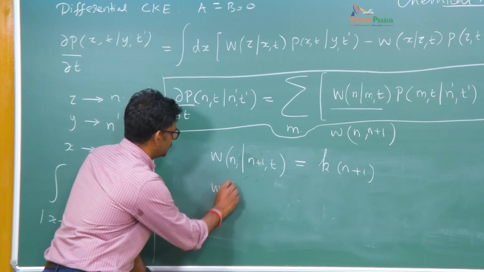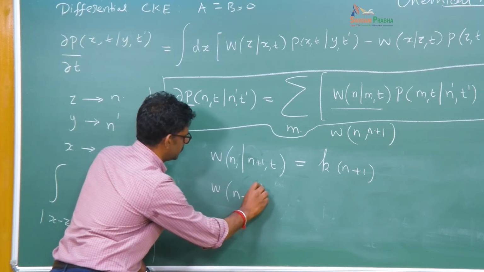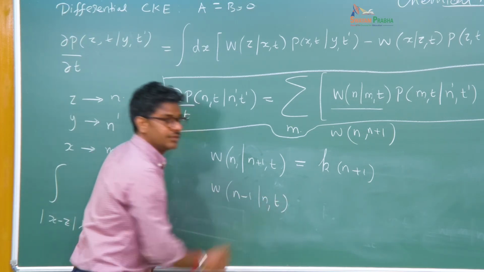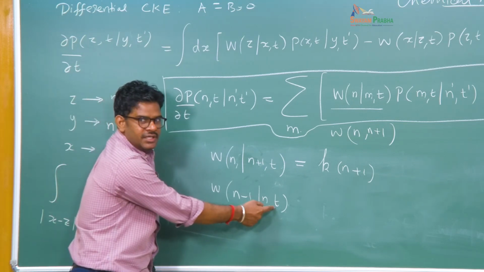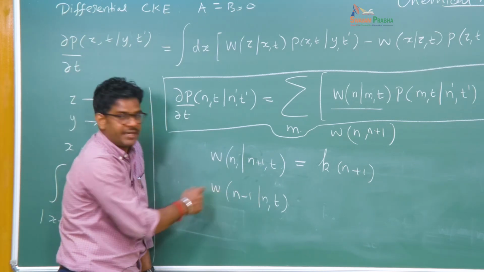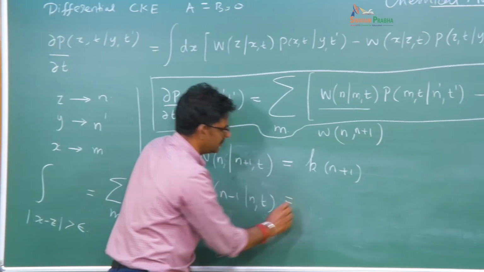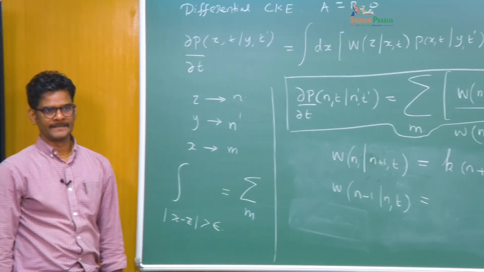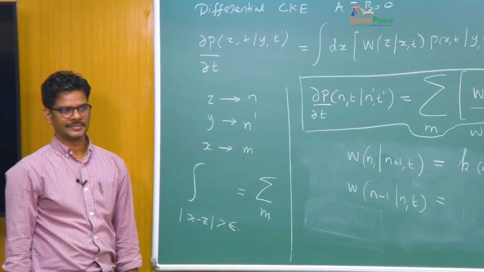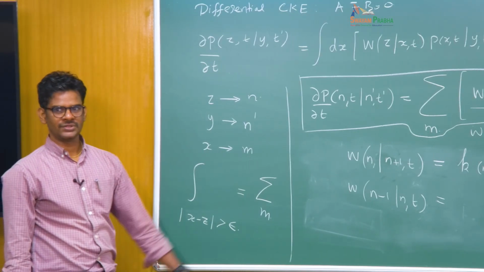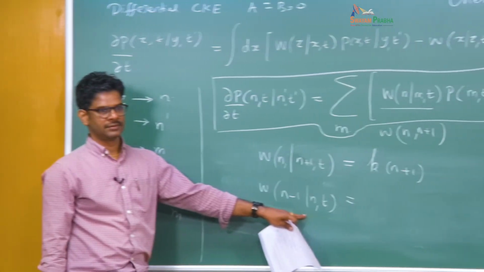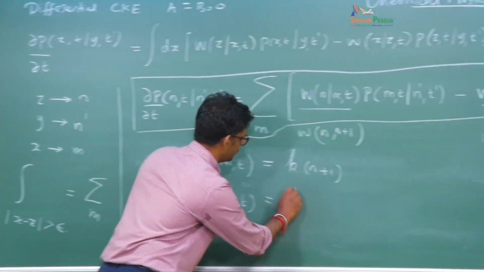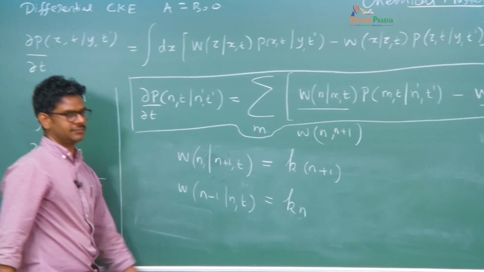Similarly, we also want this, because the state can be at n comma t and in the next time interval it can become n minus 1. What is the rate of this? What would the rate of this be? Kn, yes, just Kn. That's all.